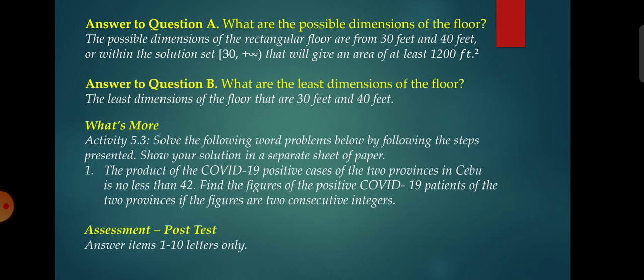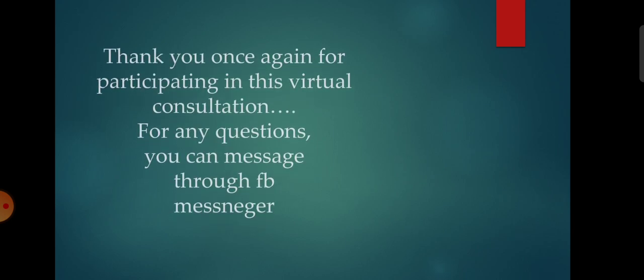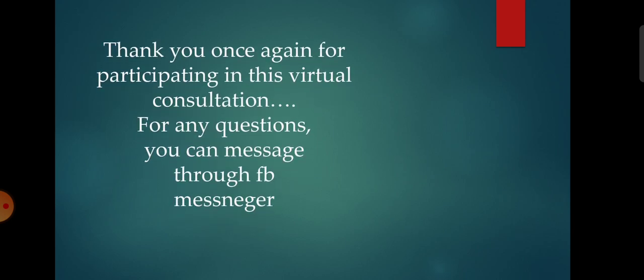So for the activity, on activity 5.3, solve the following word problems by following the steps presented. Show your solution on a separate sheet of paper. That is the given problem in the module. Then after answering activity 5.3, you will answer the assessment or post-test. Answer items 1 to 10, letters only, also to be written on one whole sheet of paper. Provide extra paper if needed.